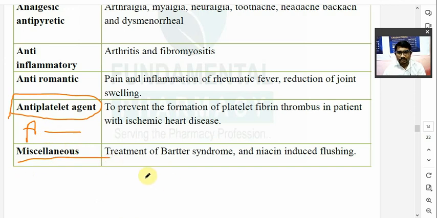It is used in the treatment of Bartter syndrome. Niacin induced flushing. Vitamin niacin जो होता है निकोटिनिक एसिड, vitamin B3 and vitamin B5. So niacin causes cutaneous vasodilation and increased body temperature. So it is used in the niacin flushing.